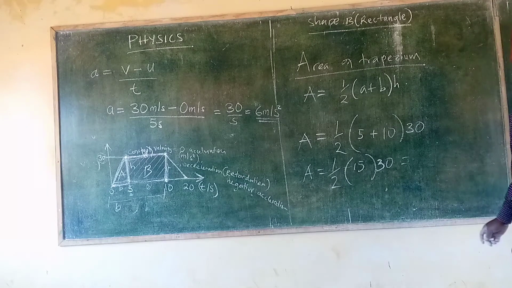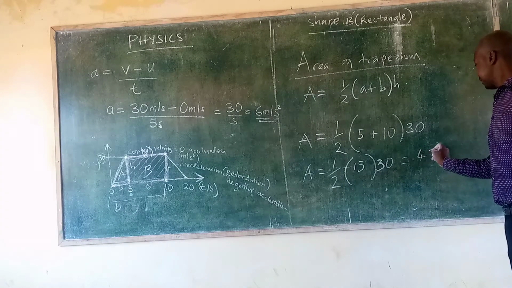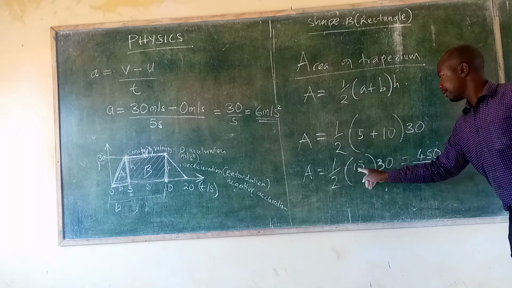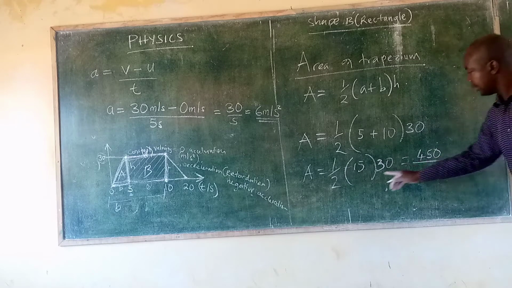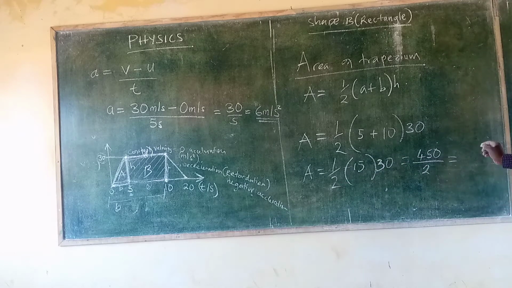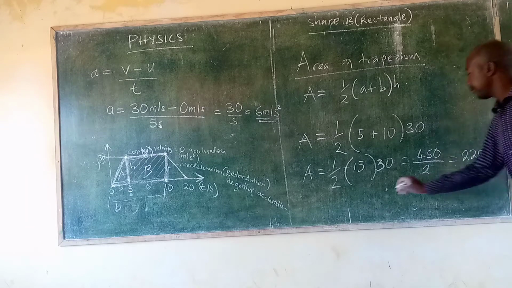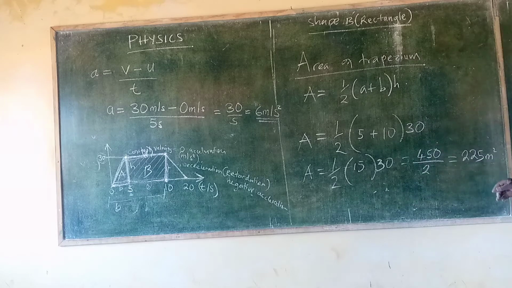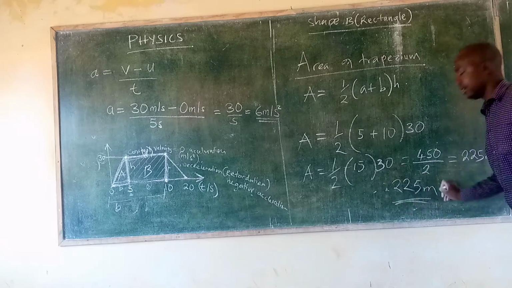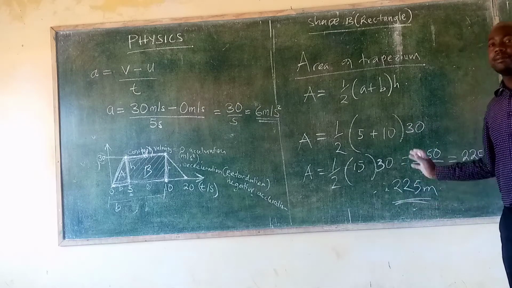This means you have half times 15 times 30, which is 450. Yes, sir. It's 450, over 2. And then we have over 2. What do we get there? 225 square meters. Therefore, the distance in 10 seconds is 225. Okay, so you can still come to the same answer.